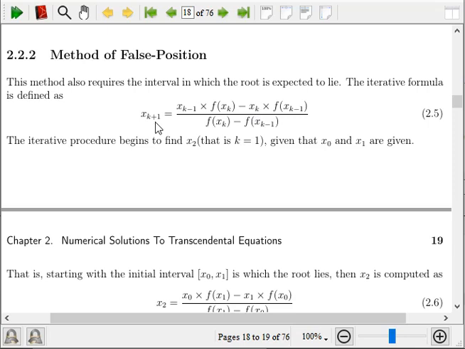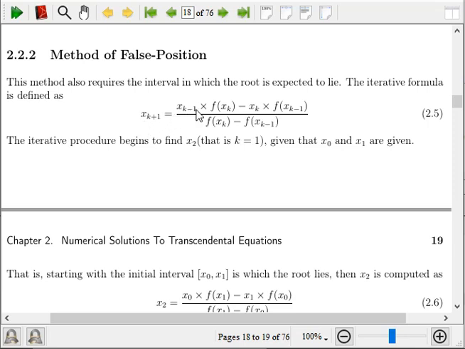So what we say is that you need the points x_{k-1} and x_k. When you have gotten their functional values, you just do direct substitution and you get the next iterative solution, which is always taken as the root.